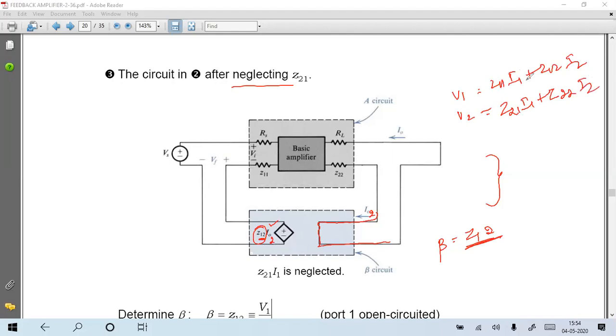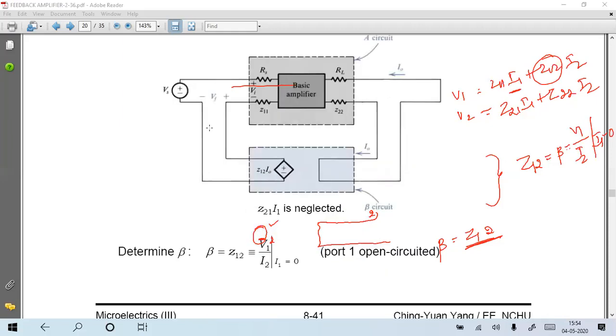Now which parameter is related with the beta? Z12. How can I calculate Z12? If you want to calculate Z12, beta is nothing but when I make the source 0, open the source, make it 0. Then Z12 is nothing but V1 divided by I2, making I1 as 0. So it is an open circuit network. You can see here again the beta is calculated: Z12 is nothing but V1 by I2, making I1 as 0.